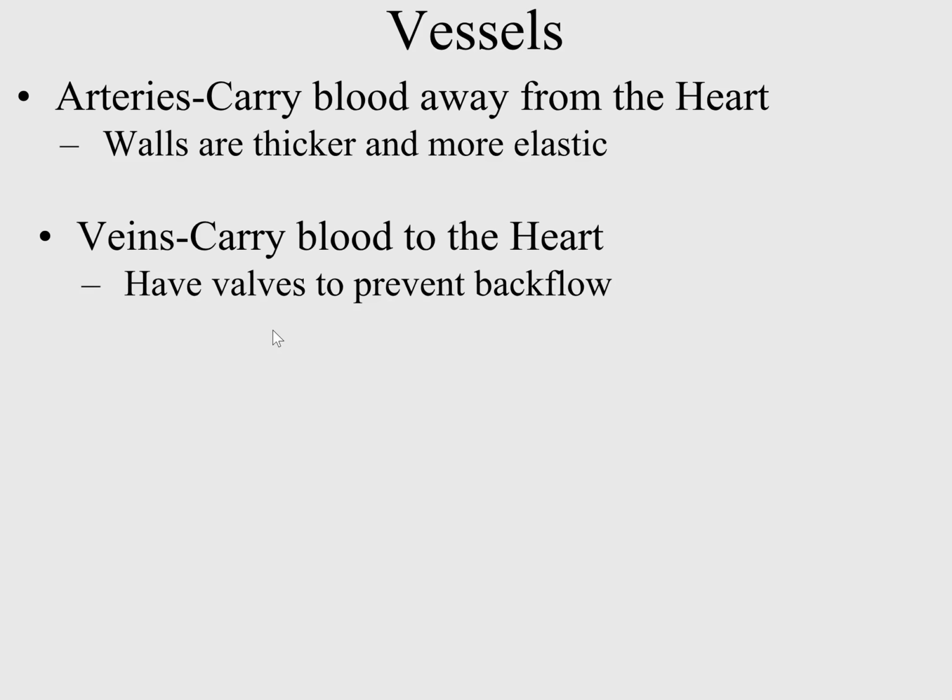And then you have veins, and their job is to carry the blood to the heart. Veins have valves scattered in them, and this is to prevent blood flowing backwards. They're going to prevent backflow. Kind of like in the heart, you have valves to prevent backflow. It's the same thing in veins.